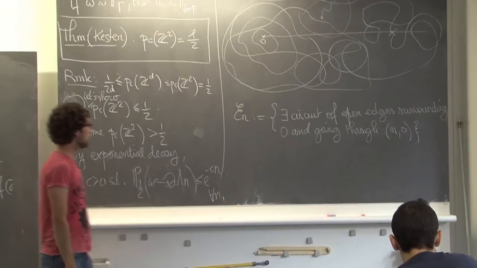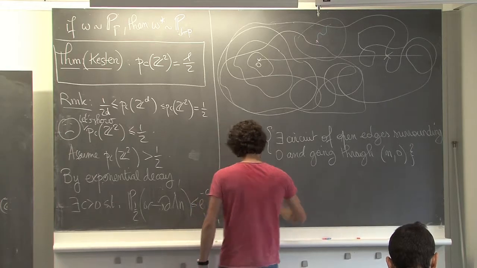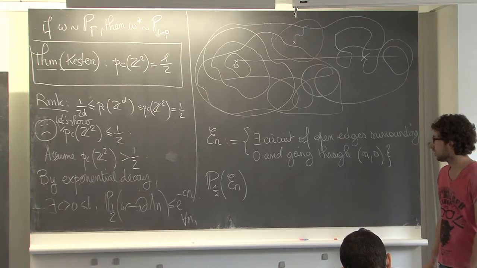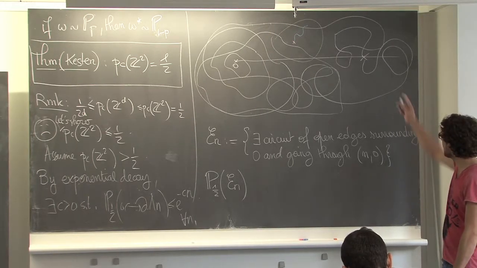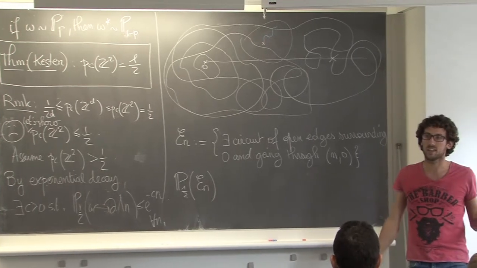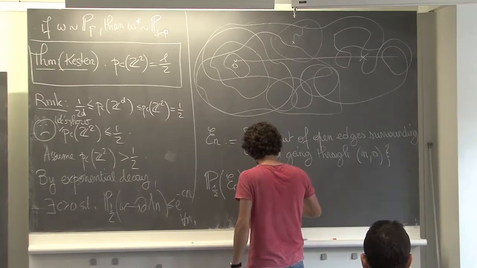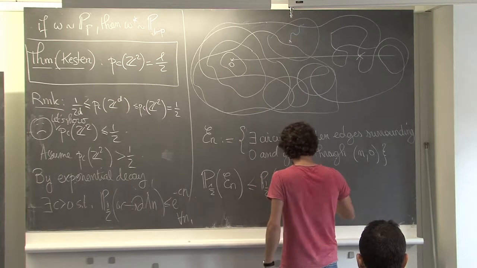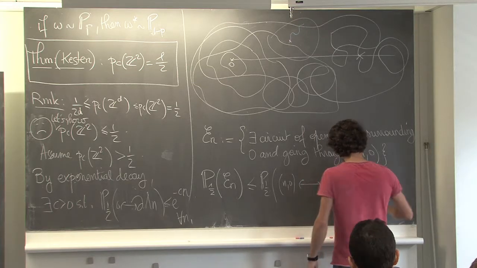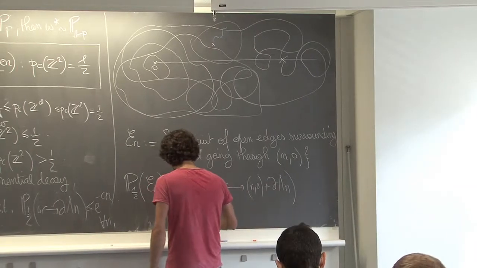Okay, who can give me a bound on the probability of E_n? A good bound. Well, to have a circuit which goes from (n,0) and surrounds 0, (n,0) has to be connected to distance n, right? Otherwise, it's not. So this is smaller or equal to the probability at 1/2 that (n,0) is connected to the boundary of the box of size n centered around it. So this is smaller than e^(-cn).